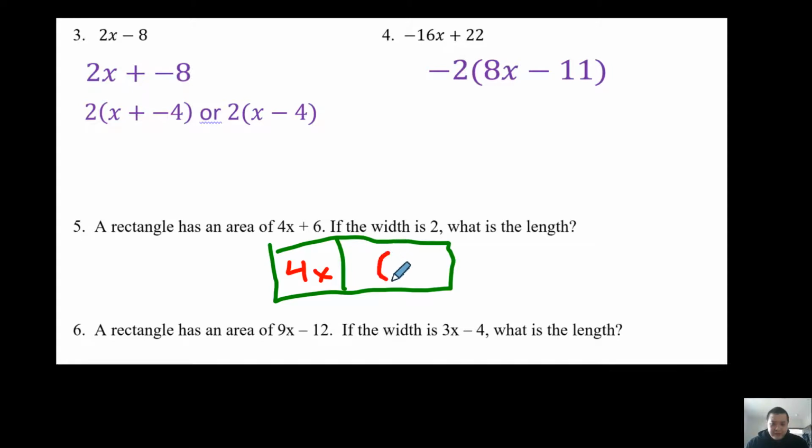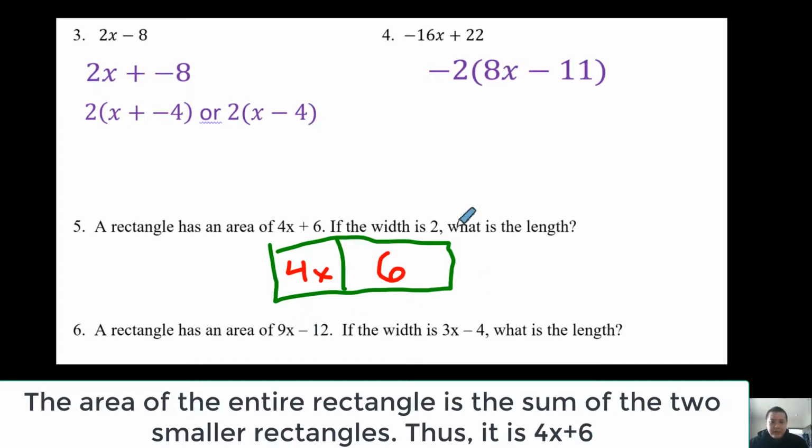And this part of it has an area of 6. Okay. That means that if we add together the area of both of these rectangles, it gives the area of the entire rectangle, which is 4x plus 6. So this rectangle that I've drawn, this entire green box, has an area of 4x plus 6.